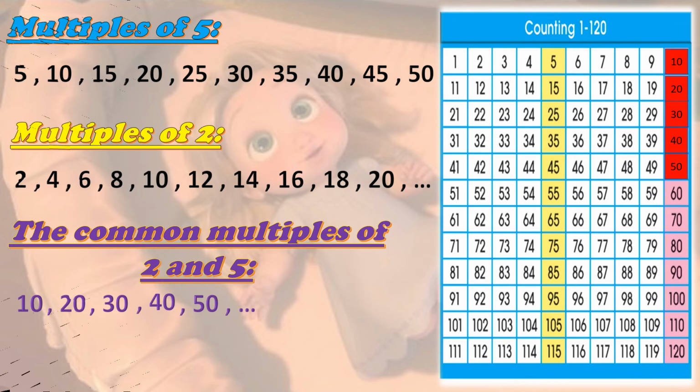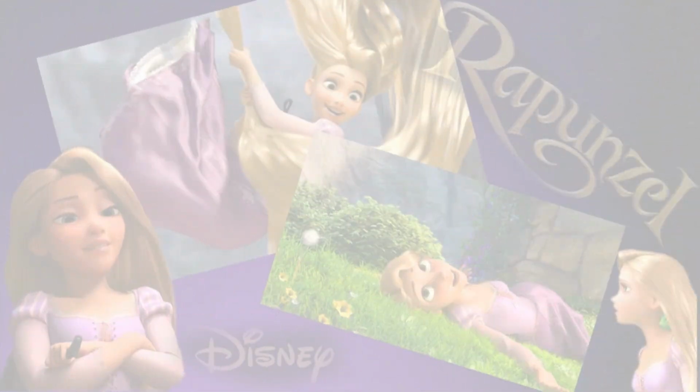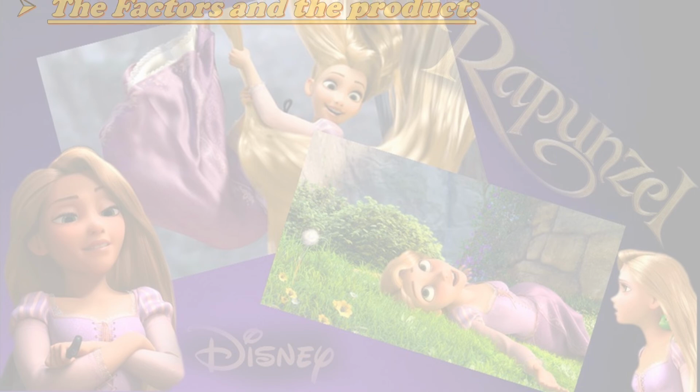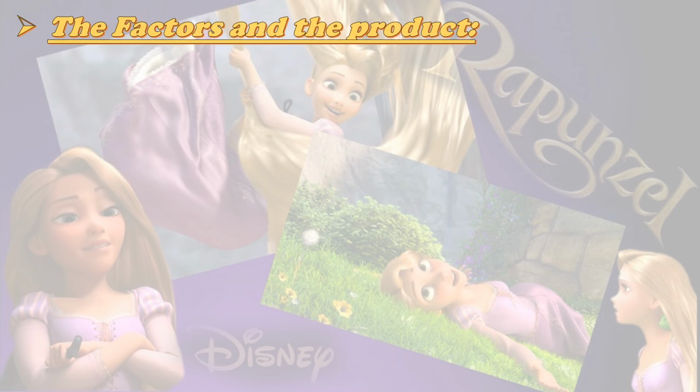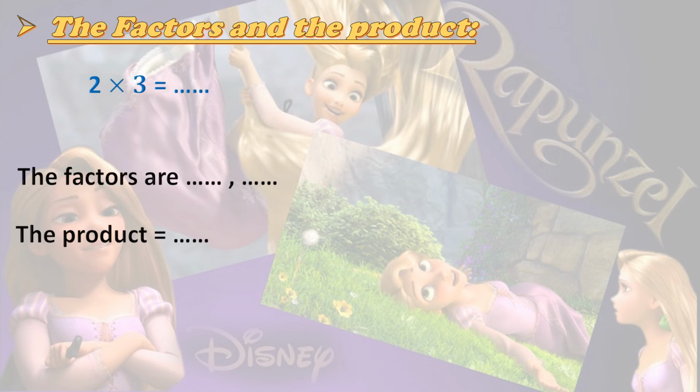We will go now to the factors and the product. We'll take an example here. If I ask you 2 times 3 equals, it means I repeat 2 three times, or I repeat 3 two times. So 2 times 3 equals, yes, super, 6.